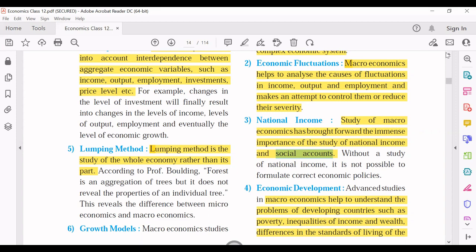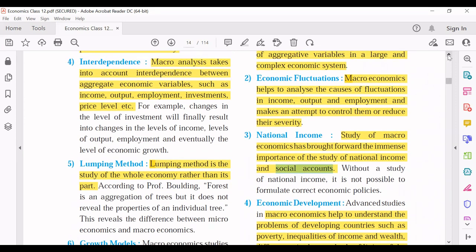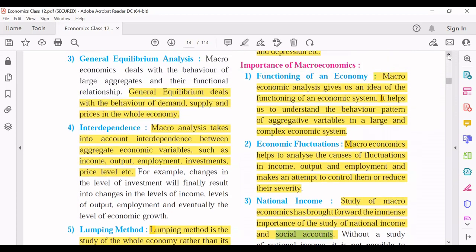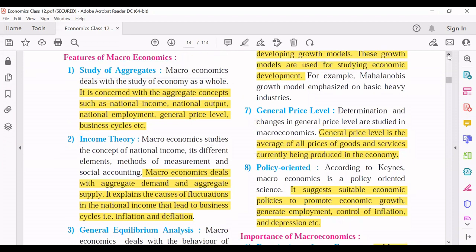Now the growth models. We saw that there are various economic models in macroeconomics, and in macroeconomics we study different models which are related to growth. So it emphasizes economic development. There is one growth model known as the Mahalanobis growth model, which emphasizes basic heavy industries. Now, the seventh feature we can see is the general price level.